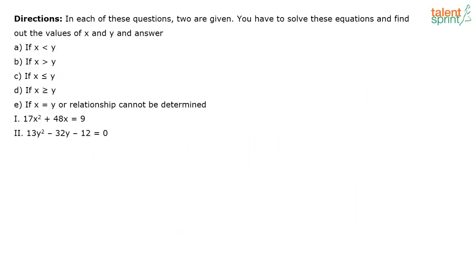Next question. Look at this question. 17x squared plus 48x is equal to 9. So here you have 17x squared plus 48x minus 9, that is equal to 0. Now you have 13y squared minus 32y minus 12 is equal to 0. So what should you do?